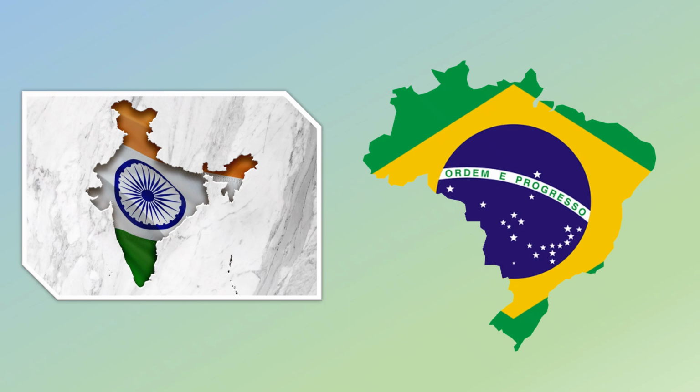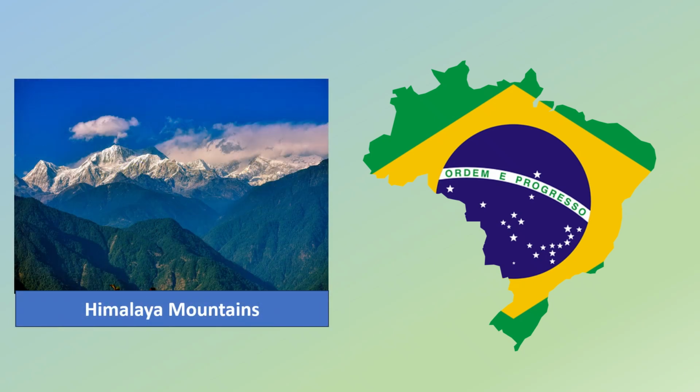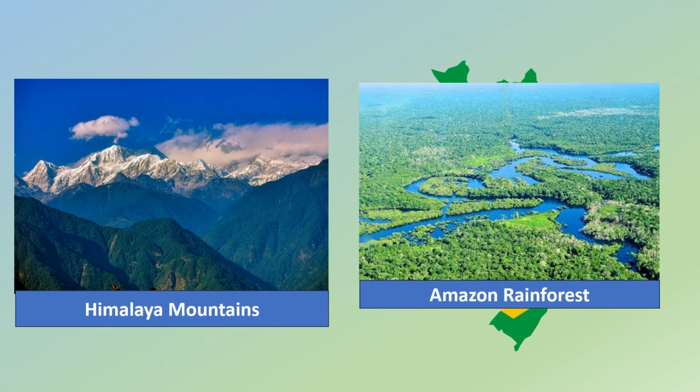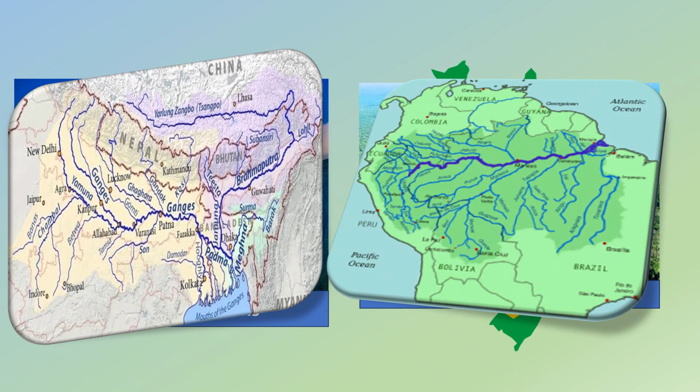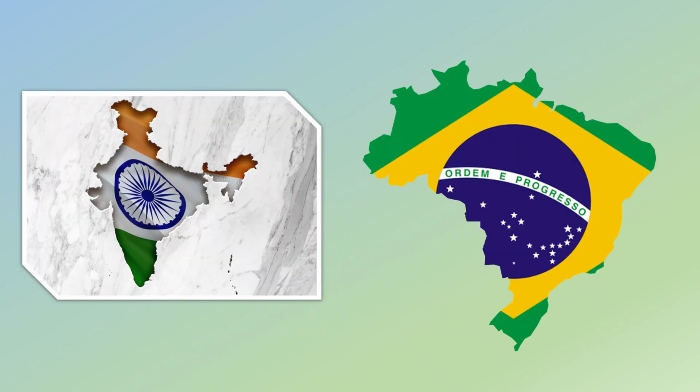Two countries that are almost on opposite sides of the world. One has the mighty Himalayas, while the other is home to the world's largest rainforest. One is drained by the rivers Ganga, Brahmaputra and Indus, while the other is dominated by the mighty Amazon River. Yet, both the countries have mountains, plateaus, plains and river systems that shape the lives of millions of people.